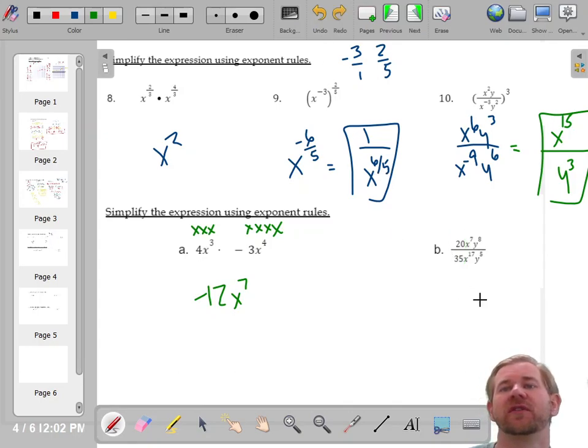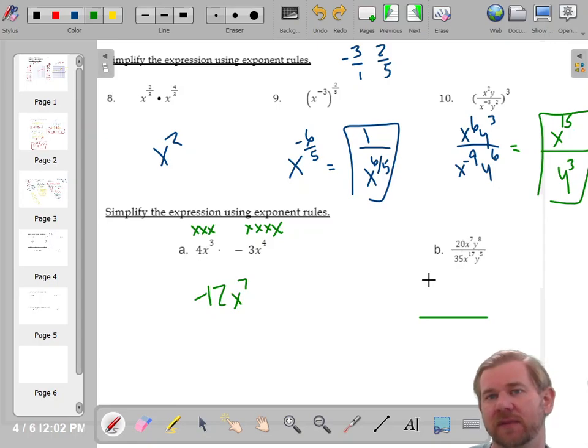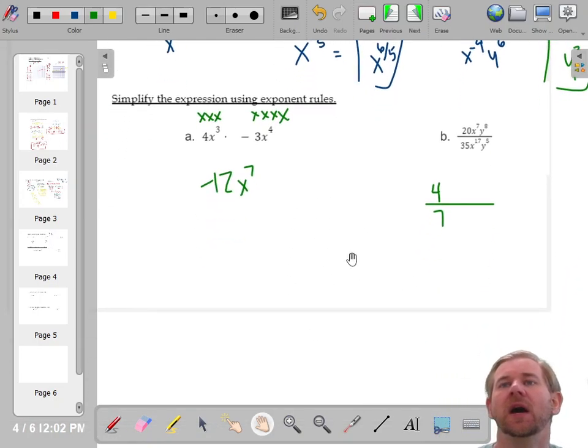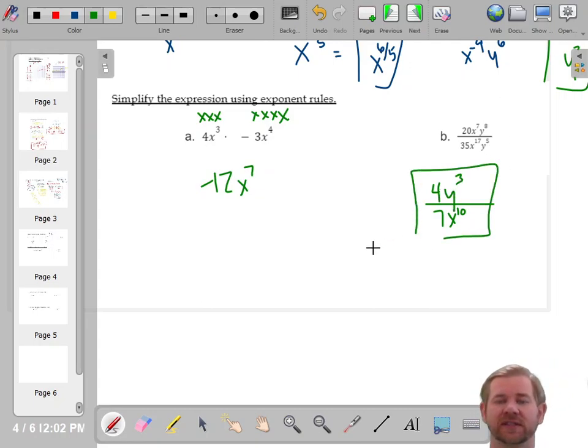So first, 20 over 35, reduce the fraction. Those are both multiples of 4. Or, no, they're not. They're both multiples of 5. This is 5 times 4, and this is 5 times 7. So if you divide them both by 5, you get 4 over 7. If you have 17 x's in the bottom and 7 in the top, you could cross out 7 of them, and you'd have 10 in the bottom. And if you have 8 y's in the top and 5 in the bottom, you could cross out 5 of them, and you would have 3 in the top. So 4y to the third over 7x to the 10.